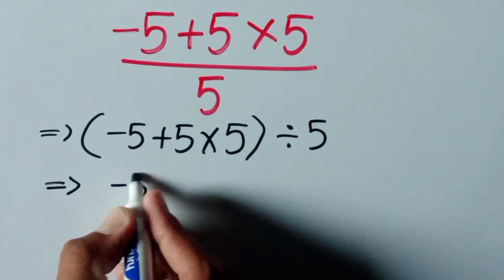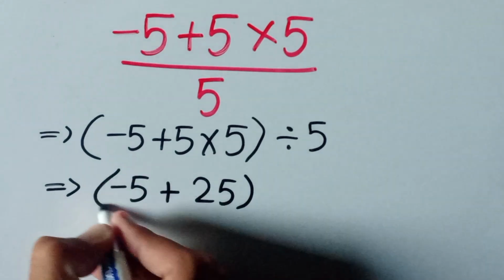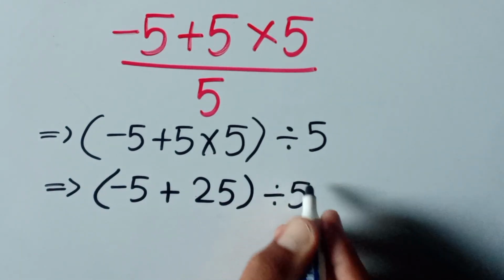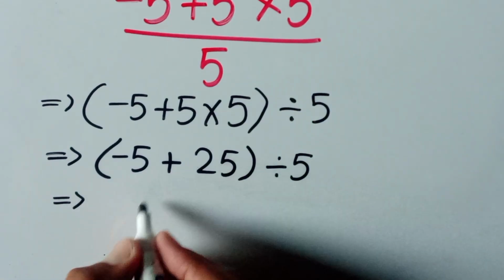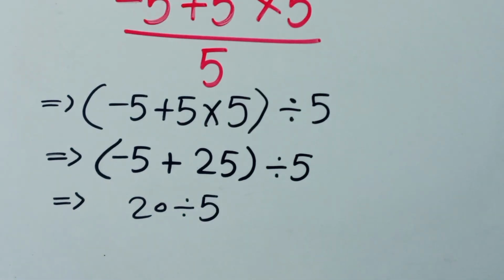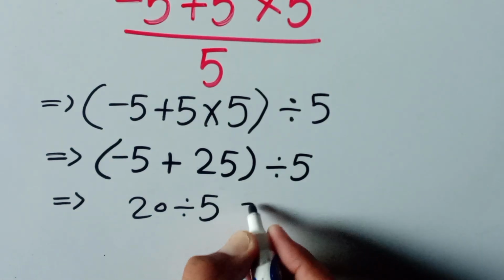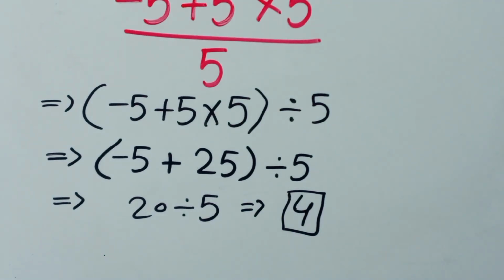So minus 5 plus 5 times 5 equals 25 divided by 5. Now from here minus 5 plus 25 equals 20 divided by 5. 20 divided by 5 guys equals 4. This is the final answer of this expression.